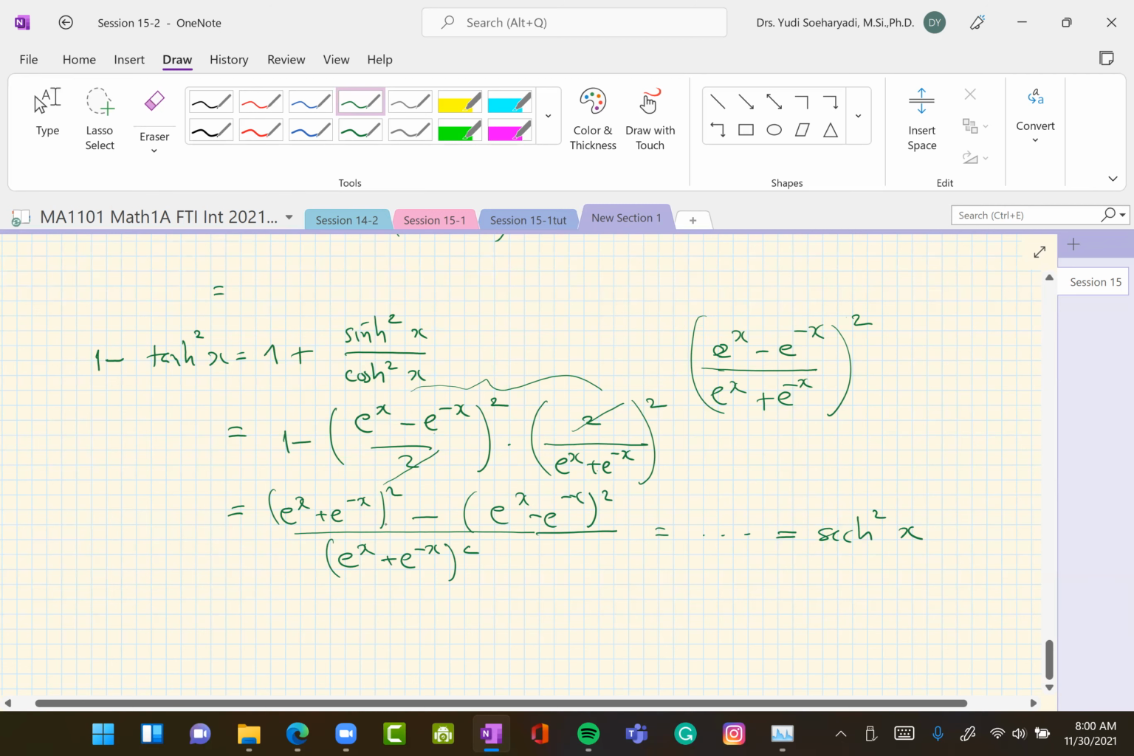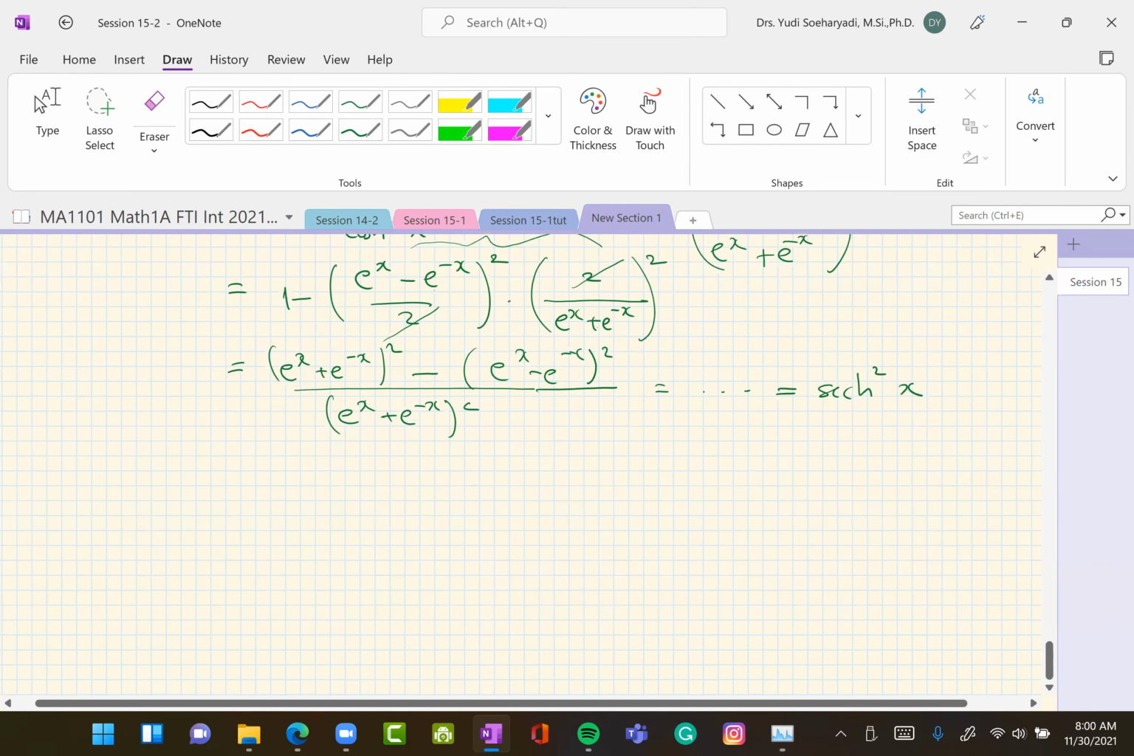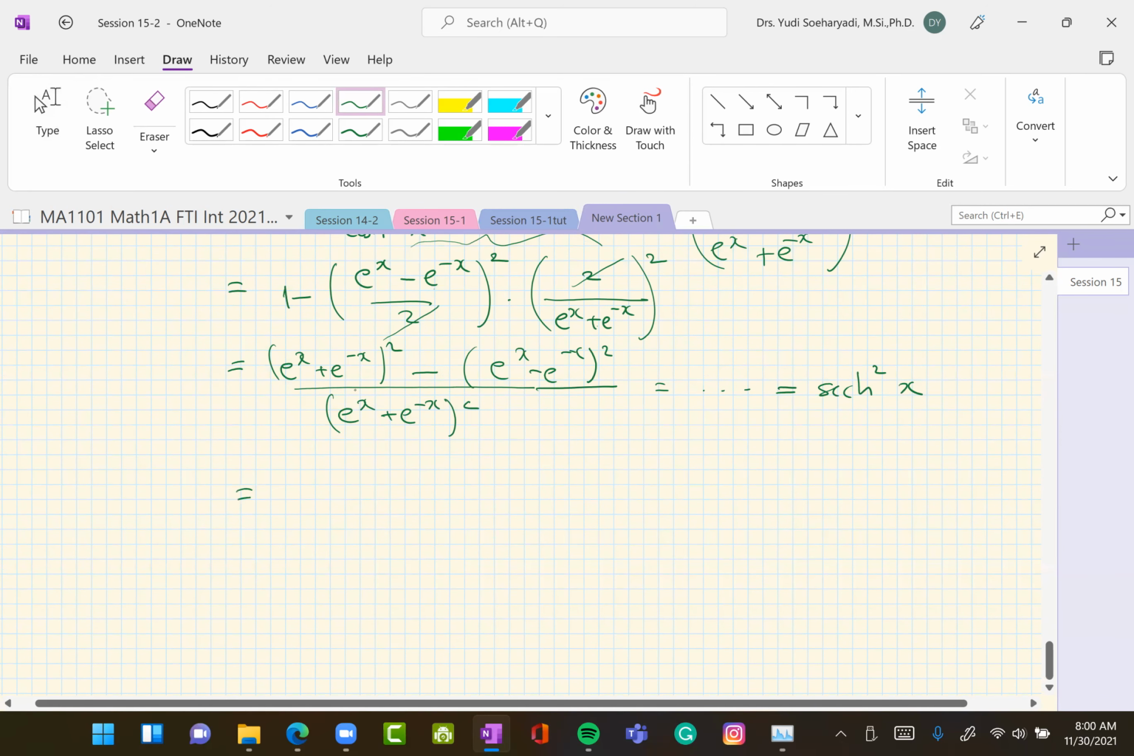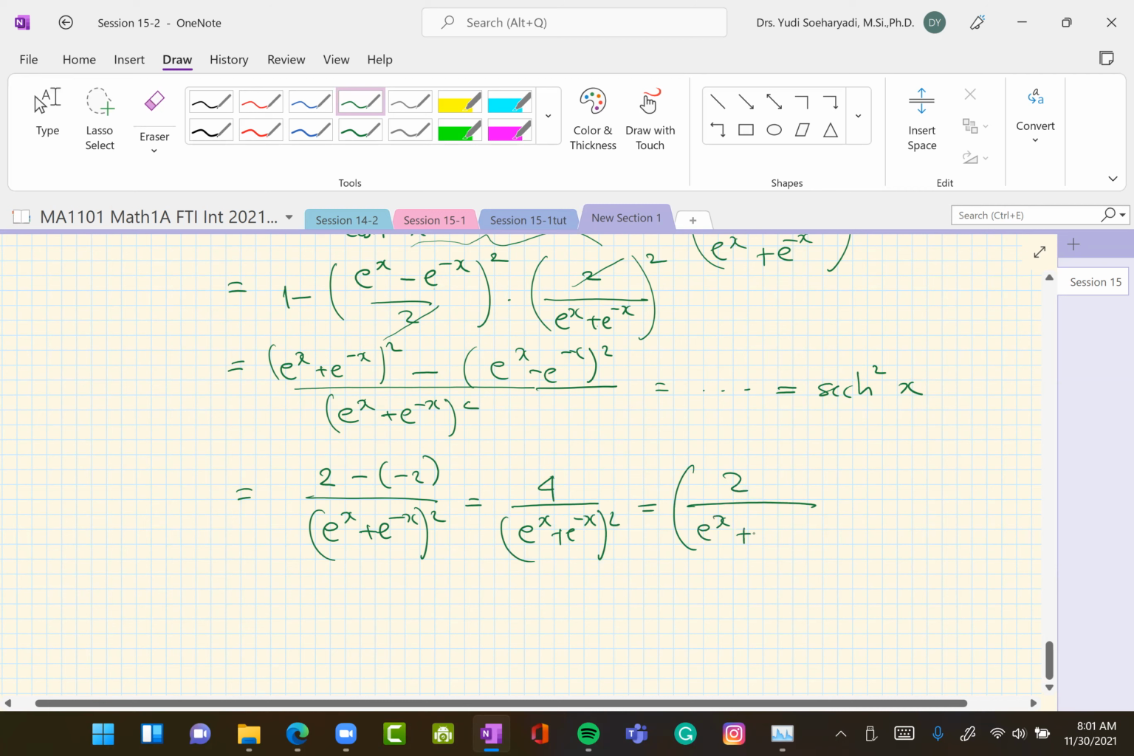The only thing that doesn't appear, if you simplify this, you get 2 e to the x times e to the negative x. This is just 1. Here you get another 2. Okay, so e to the x plus e to the negative x squared, so you have 4. That's the same as 2. There. That is the secant.